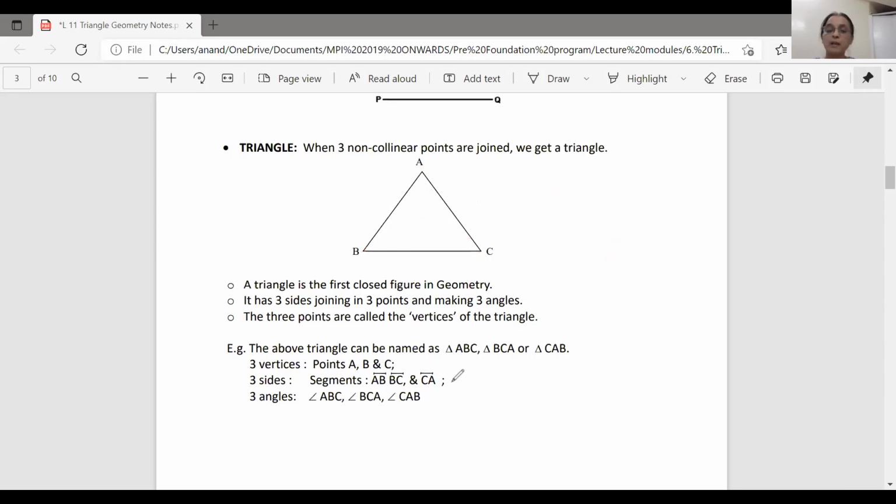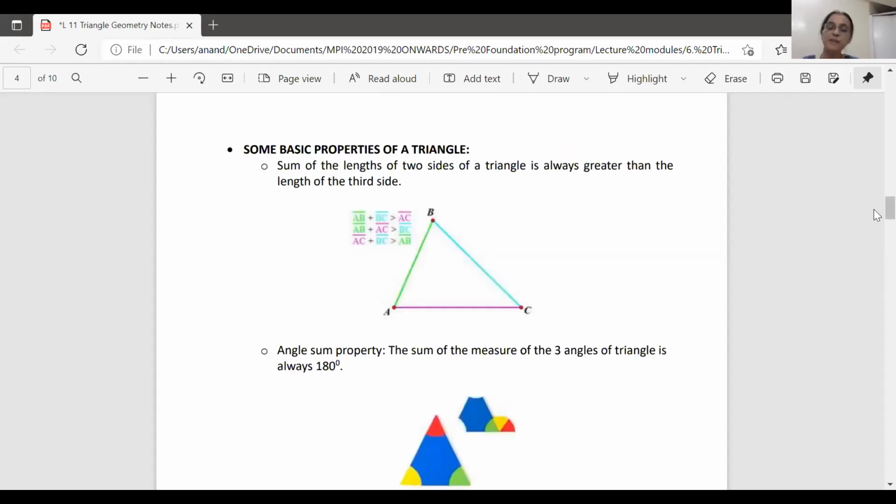a triangle. So triangle is the first smallest figure, which is a closed figure in geometry. Now, types of triangles. What are the different types of triangles that we will be able to draw with all these specifications? Before that, for any triangle, we will see 2 properties which are very, very specific for all triangles.